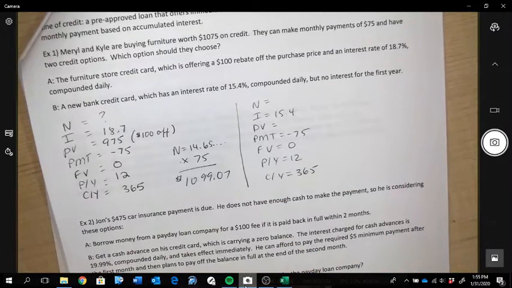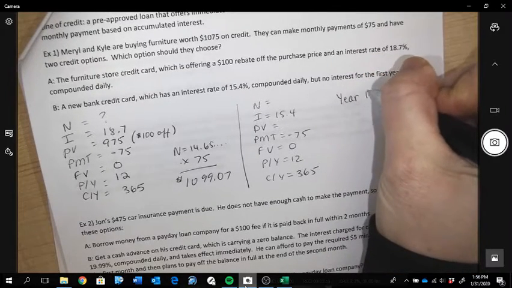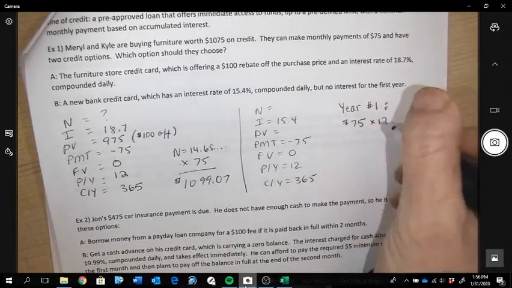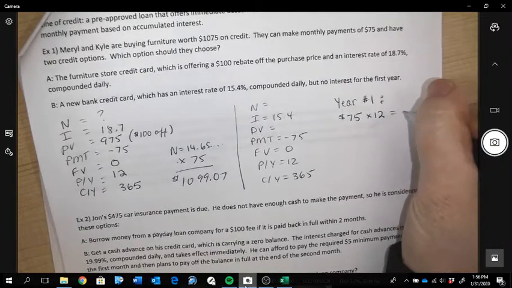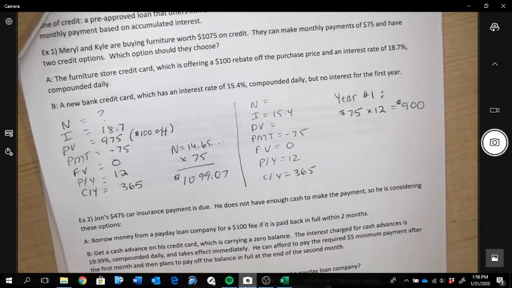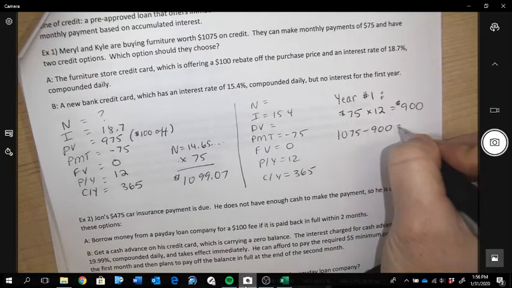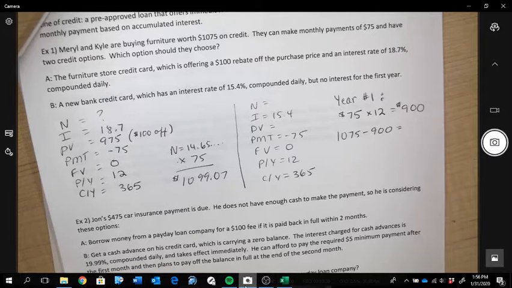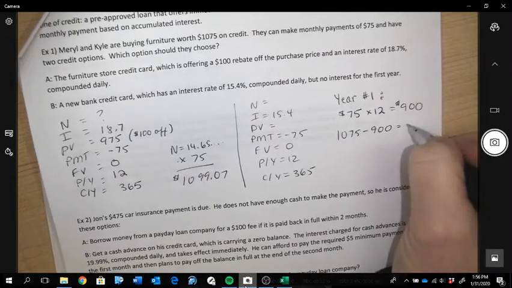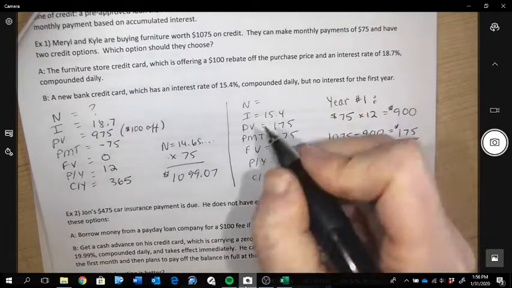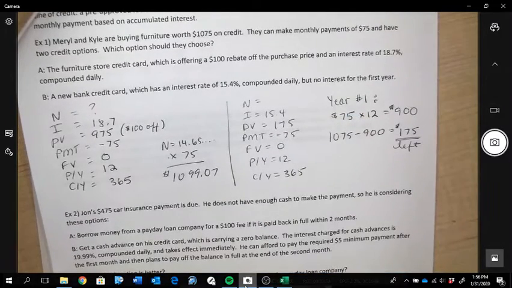Okay, but let's talk about what's happening. There's no interest for the first year. So during the first year, you're making $75 payments times 12. So you've paid off $900, and that's just gone. That's off of your bill. So then what would you have left? That's all you have left. So that's actually the amount that you have to pay on your loan.